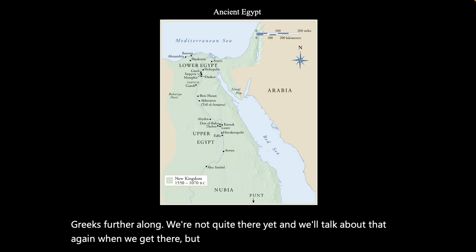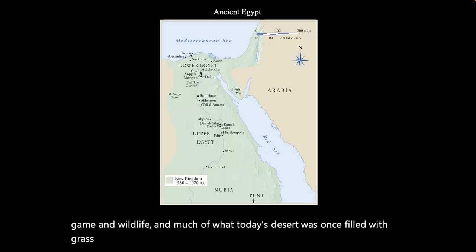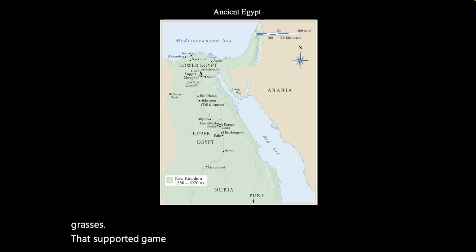But this is essentially a fertile valley. It's rich in game and wildlife, and much of what today is desert was once filled with grasses that supported game and agriculture as well.